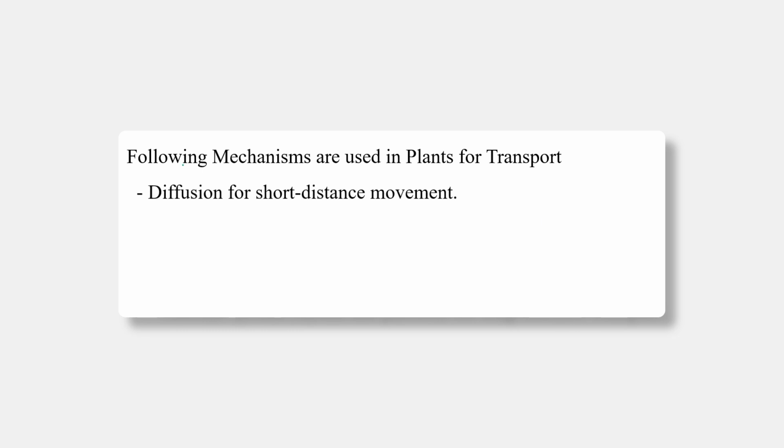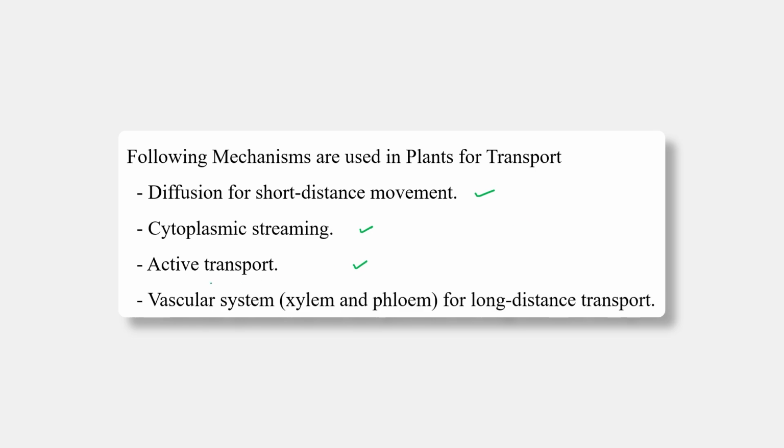Now, the following mechanisms are used in plants for transportation. First, as we have just discussed, diffusion for short distance movement. Cytoplasmic streaming is also required for short distance, and similarly active transport, and the vascular system for long distance. So one by one we will discuss all the types of methods.